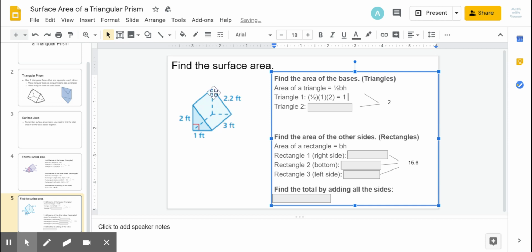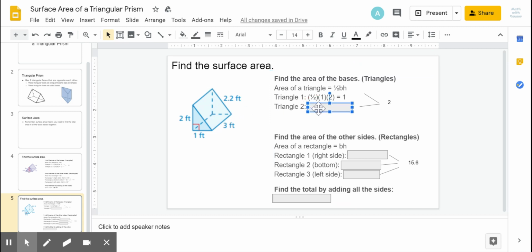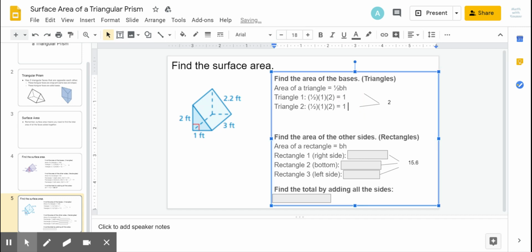On the other side, which is in the back here, we have the same dimensions. So don't be thrown off by this 2.2. We need to worry about the height and the base of the triangle. Remember the triangles are congruent, so it's 1/2 times 1 times 2, which will also get you 1. I should say the two triangles together add up to 2. Now you have to find the area of your other sides.